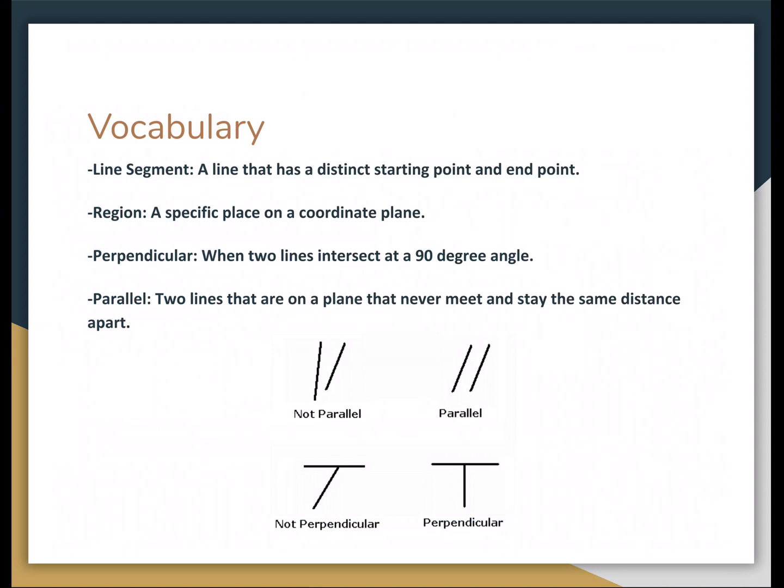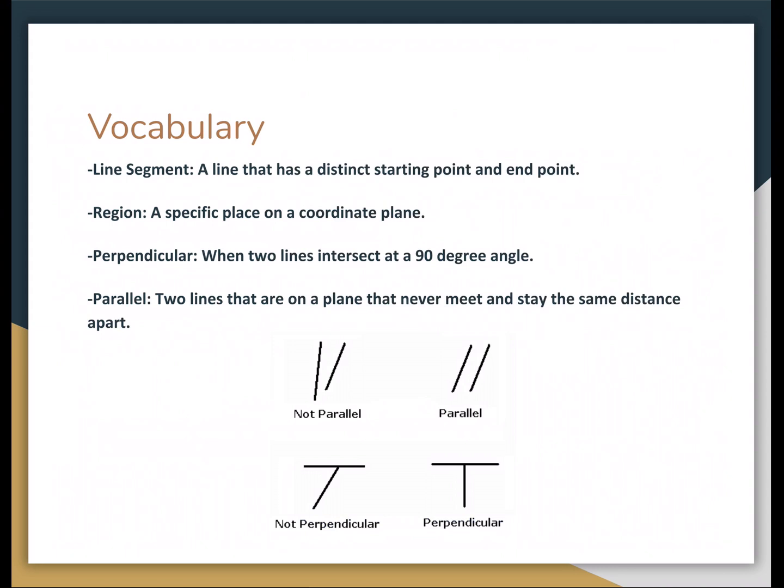So the first one on the top row, we can see the set of parallel lines are lines that are going to stay the same distance apart and never cross. So I always think of these like railroad tracks. When you look at the one that says not parallel, you can see if that line on the right hand side would keep going, it would eventually intersect with that one on the left hand side.